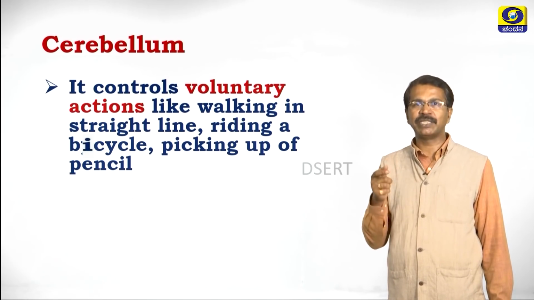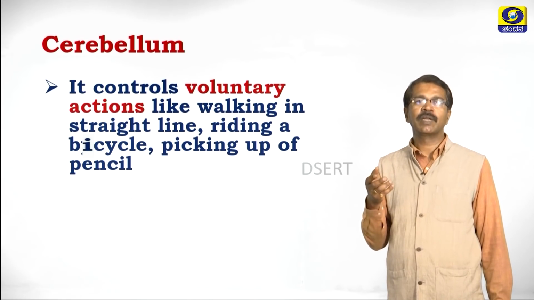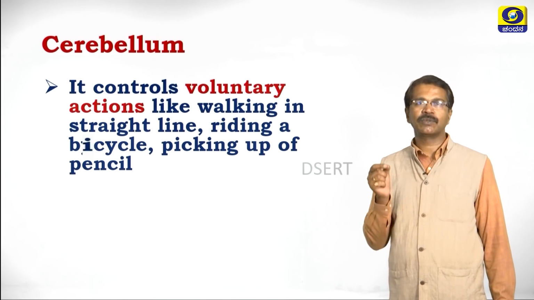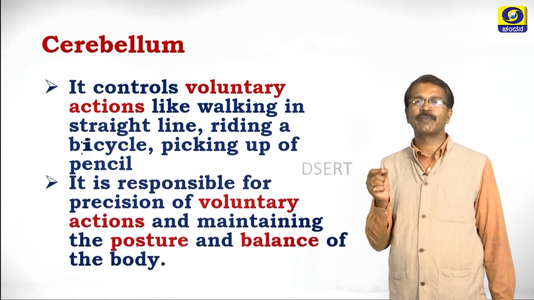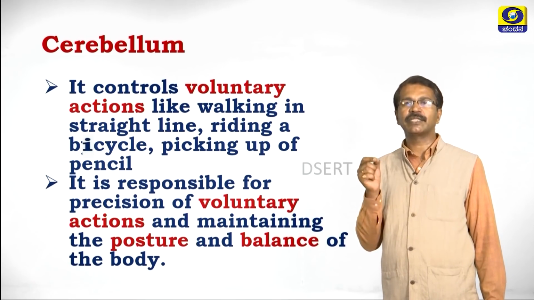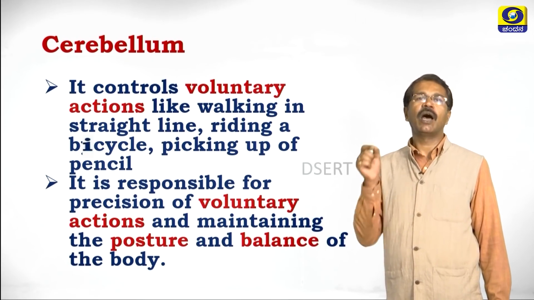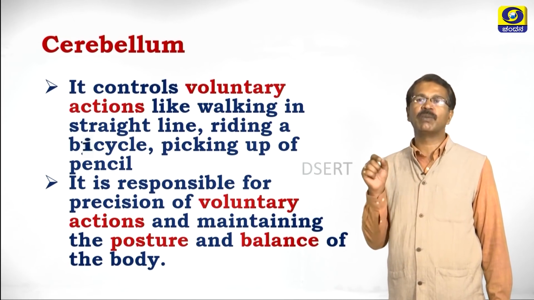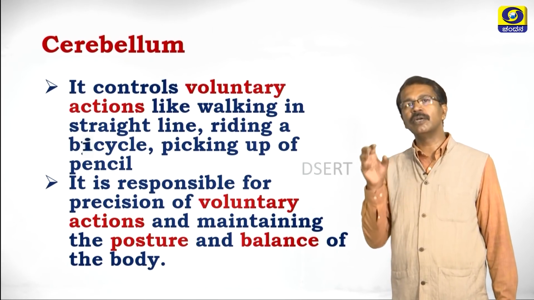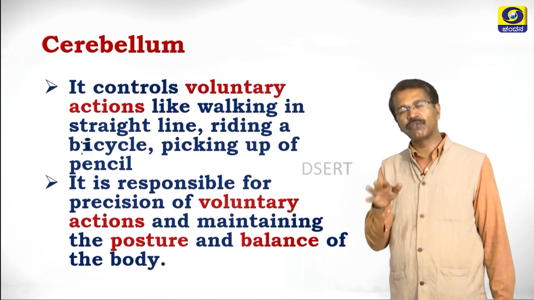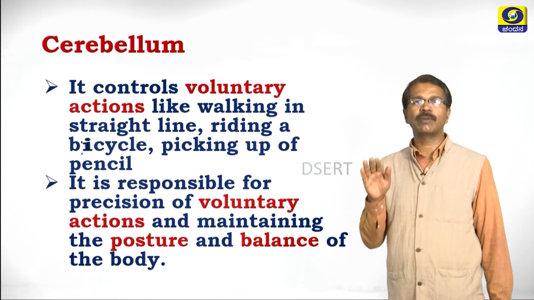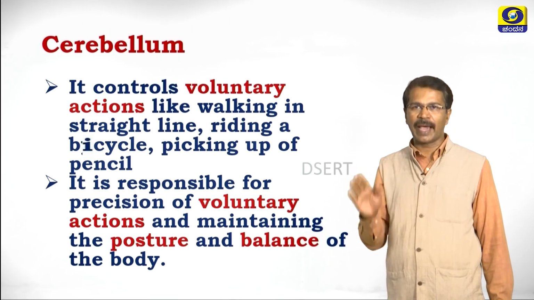And if you are riding a bicycle, that balancing of your body is also because of the cerebellum. And as I mentioned, the picking of a pencil, a precision grip, is also because of the cerebellum itself. Apart from that, as I said, it is responsible for all voluntary actions and also helps to maintain posture and balancing of the body. Thus, cerebellum controls all our voluntary actions. Of course, even the cerebrum takes part in it, but mainly the cerebellum controls all voluntary actions.